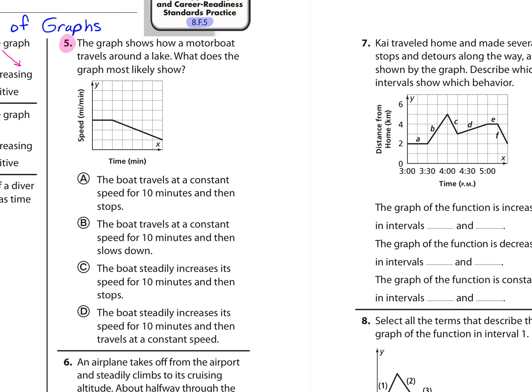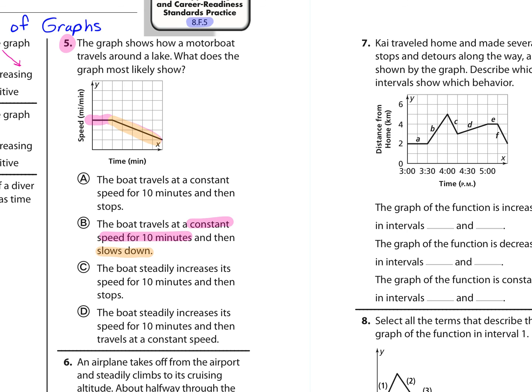Problem 5. The graph shows how a motorboat travels around a lake. What does the graph most likely show? Notice that it's starting at a certain speed, and it's constant, and then the speed drops over time. A says the boat travels at a constant speed for 10 minutes and then stops. B says the boat travels at a constant speed for 10 minutes and then slows down. That seems reasonable. We'll just double check the others.